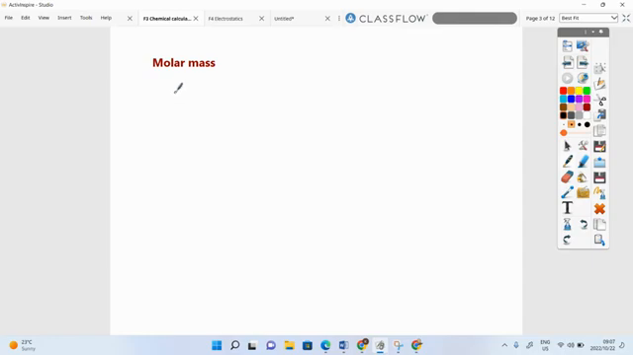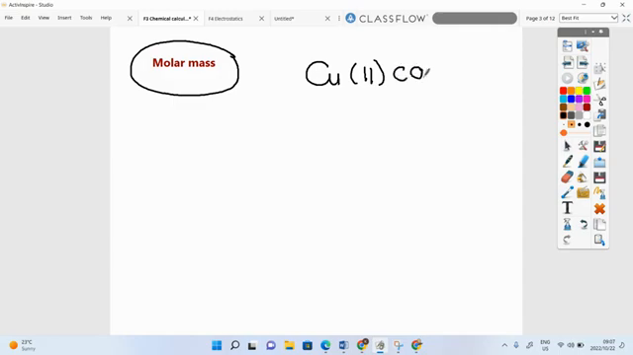All right. So the first thing we need to work out is molar mass. I think you all did well in the test. The only thing where people got it wrong is because you still cannot write a chemical formula. So it's going to say: work out the molar mass of copper carbonate. No, let's make it copper 1 carbonate.